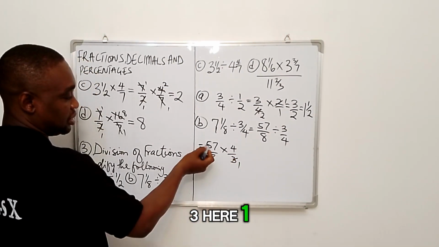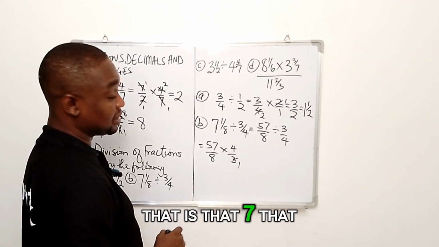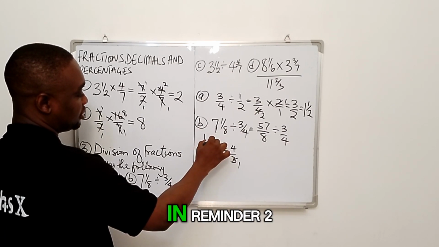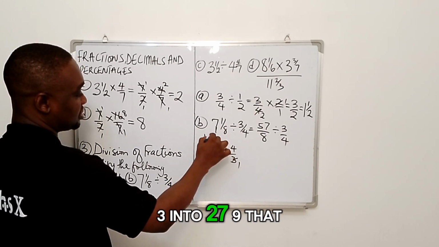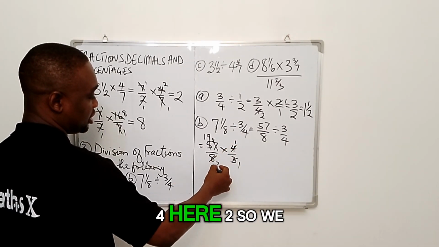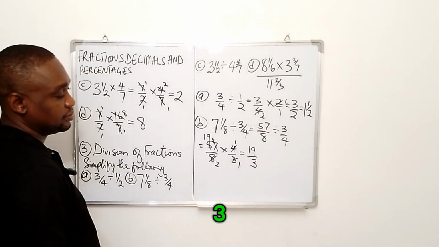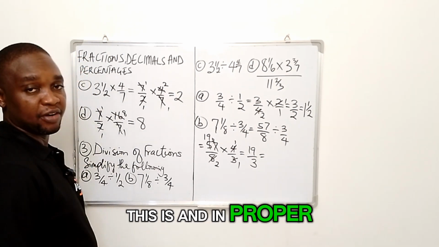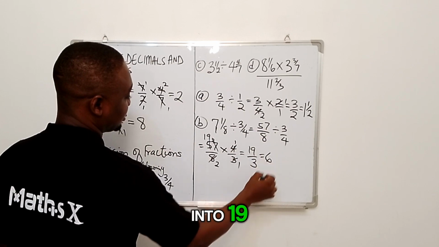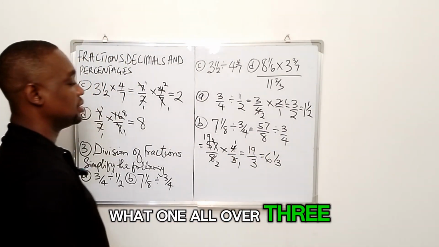3 here, 1. The 57 is a number that 3 can go into. So 3 into 5, 1, remainder 2. 3 into 27, 9. That is 19. 4 here, 1. 4 here, 2. So we end up having 19 over 3. This is an improper fraction. Change it to a mixed fraction. 3 into 19, 6 times. That's 18. Remainder 1 all over 3.